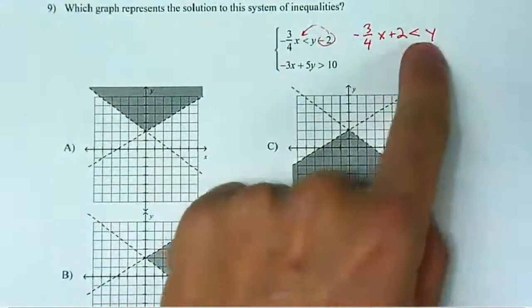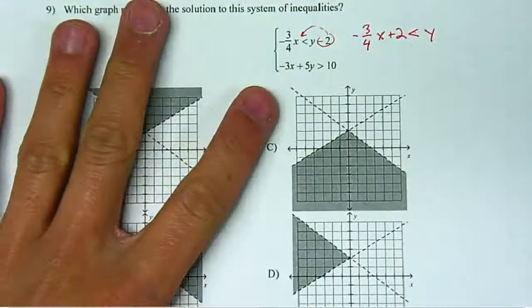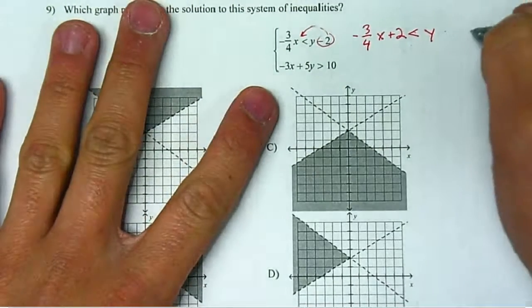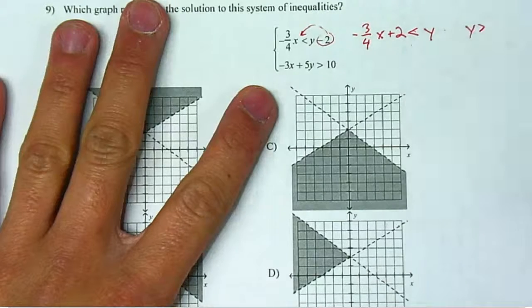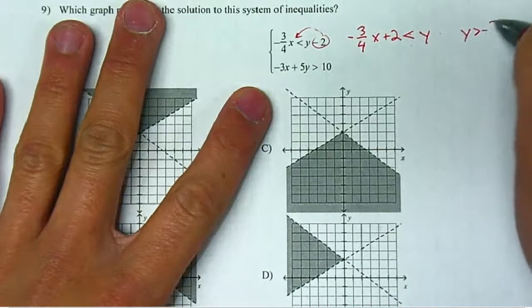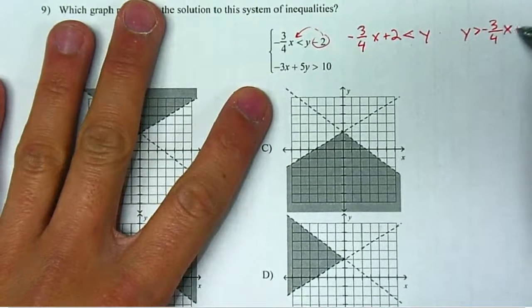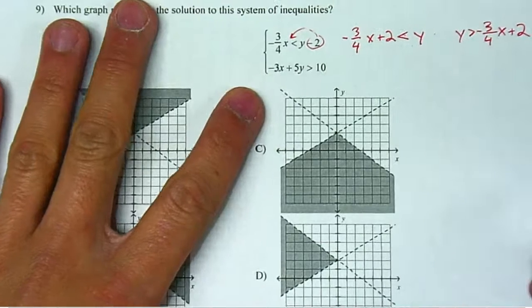Right? So y is greater than negative 3/4 x plus 2. So if you need to, go ahead and just flip it around. Make sure you flip the inequality with it. So y is greater than negative 3/4 x plus 2. So how do we graph that?